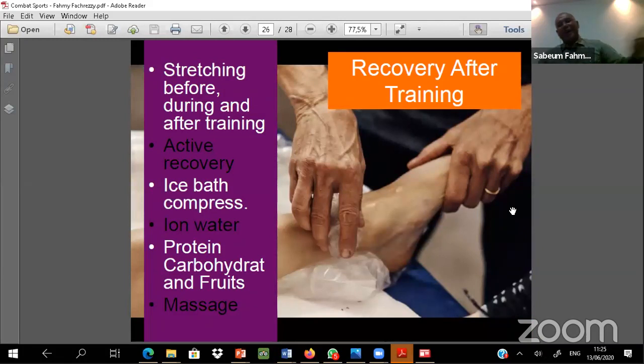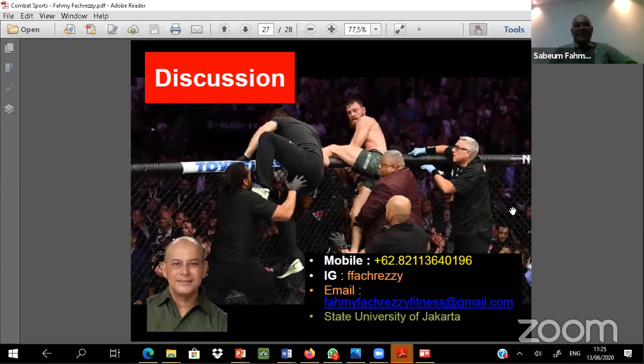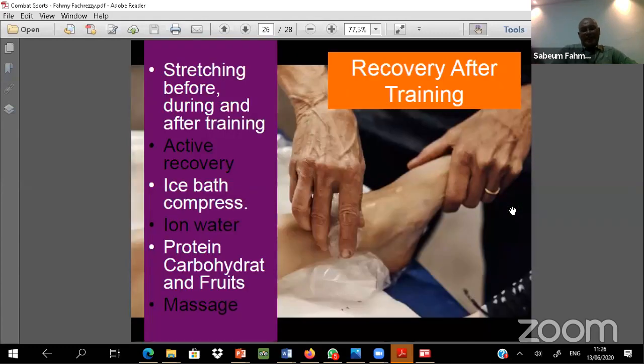This is out from the context, but remember a recovery after training. Yeah, stretching and everything. I know you coach very experienced. This is my number and my contact.